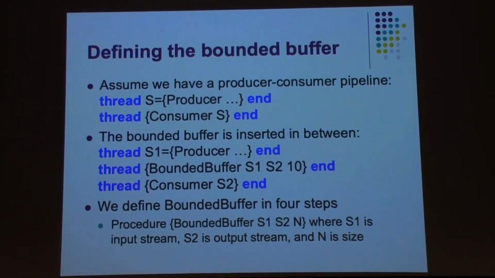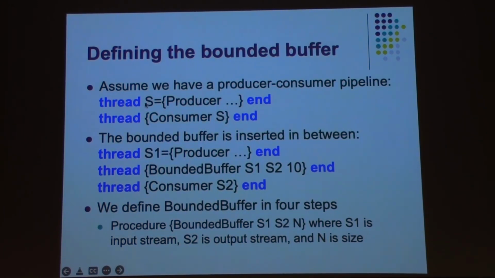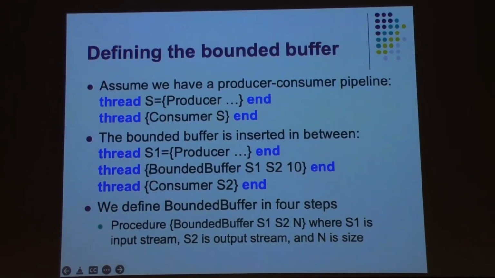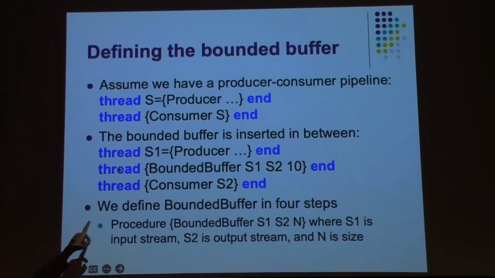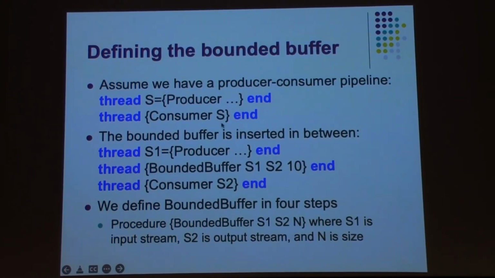So we have a producer agent and a consumer agent, and S is the stream in between. And they're both lazy. We put the bounded buffer in between them. So S1 comes from the producer and goes to the bounded buffer. The bounded buffer outputs S2, which goes to the consumer. So instead of S going from producer to consumer, we have S1 going to the bounded buffer and S2 going to the consumer. And now I can write the code for this procedure, the bounded buffer.